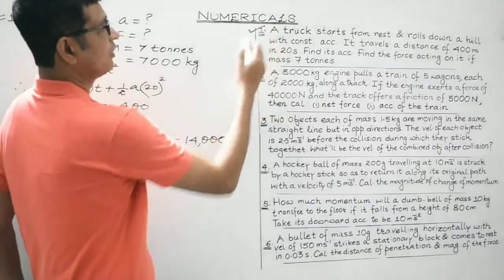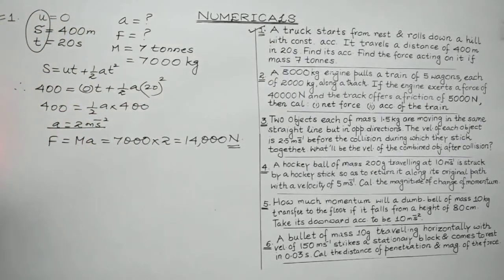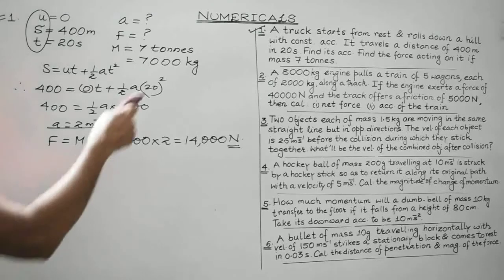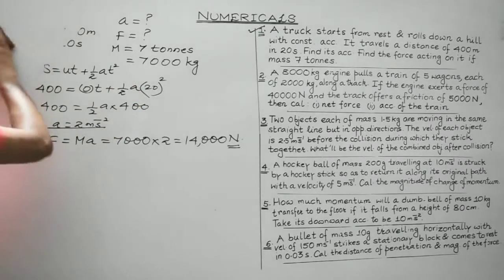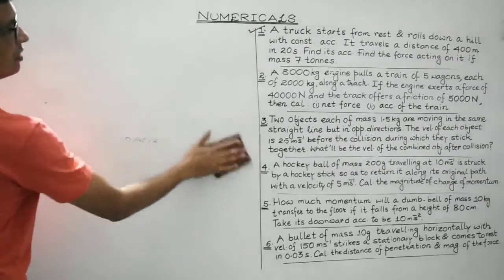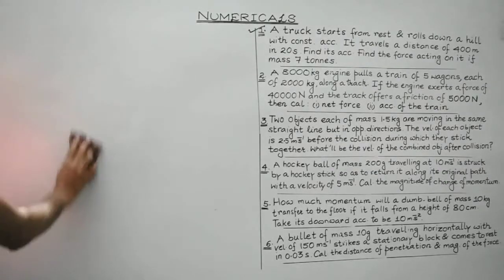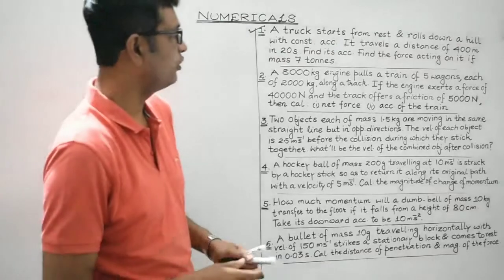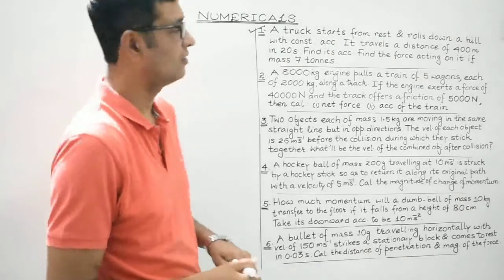So we are over with question number 1, right? Let's proceed with the next question. It's an interesting one. Second question is, a 8000 kg engine pulls a train of 5 wagons, each of 2000 kg along a track, right?